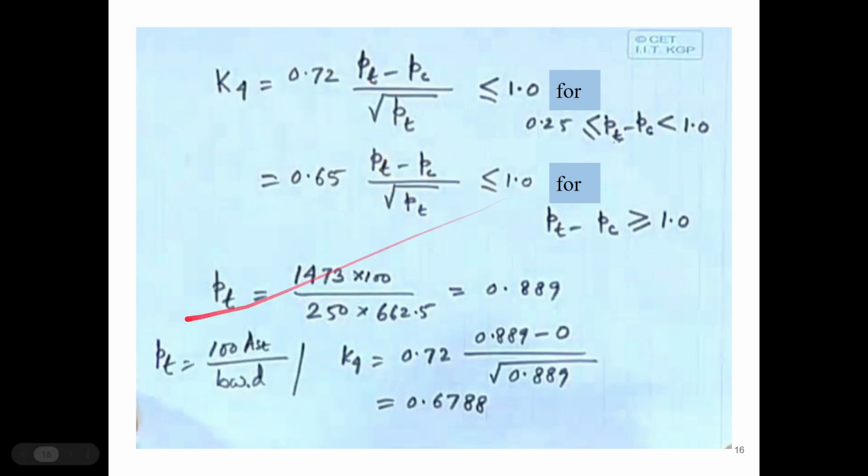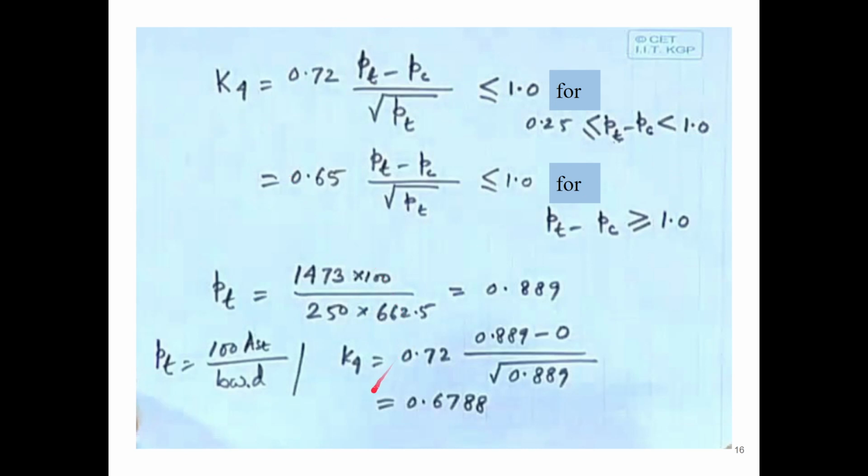Therefore the PT value can be calculated as 1473 into 100 by 250 into 662.5. That is the tensile reinforcement percent, so that is 0.889 in this question. Here there is no PC because there is no compression reinforcement, so that is 0. Therefore PT minus PC is 0.889, which is between 0.25 and 1, so we will be using this formula for calculating K4.